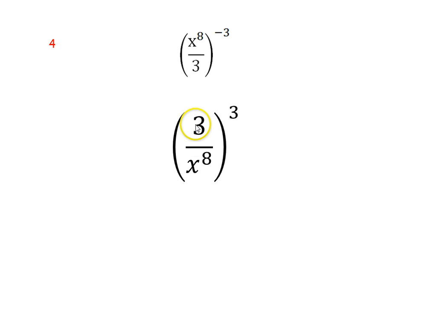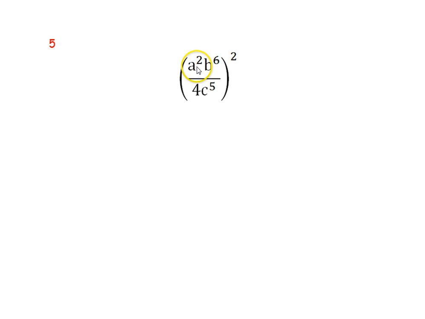So then I have 3 over x to the 8th to the 3rd power, which means 3 times 3 times 3 over x to the 8th times x to the 8th times x to the 8th. And if I simplify that, I get 3 to the 3rd, or you could write that as 27, divided by x to the 24th. Where does the 24th come from? It's x to the 8th to the 3rd. Since we have a power to a power, we multiply these two exponents together, leaving us with 24.